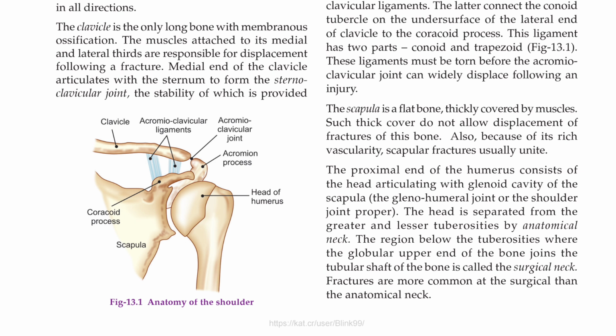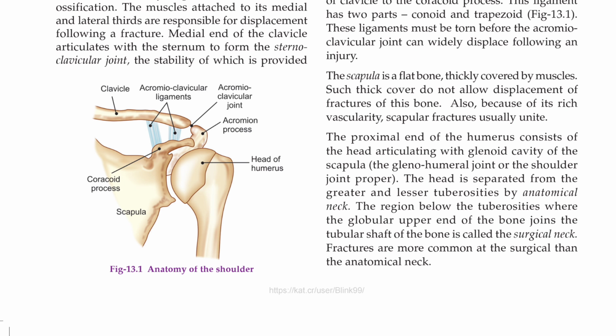The proximal end of the humerus consists of the head articulating with the glenoid cavity of the scapula, forming the glenohumeral joint or the shoulder joint proper. The head is separated from the greater and lesser tuberosity by the anatomical neck.